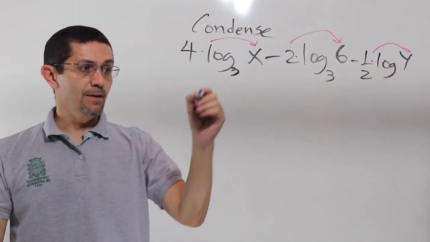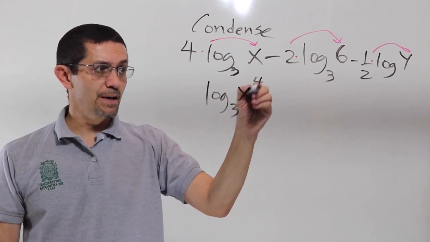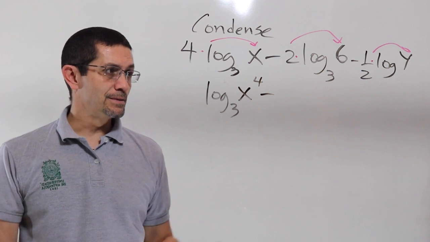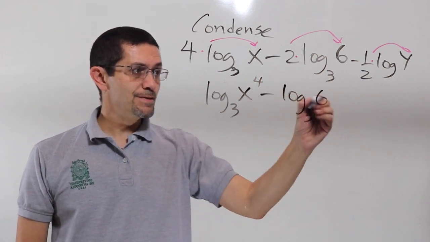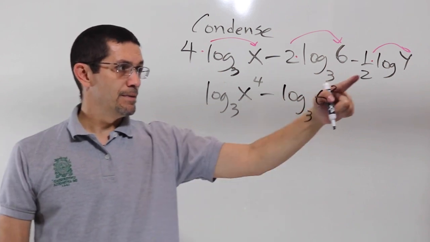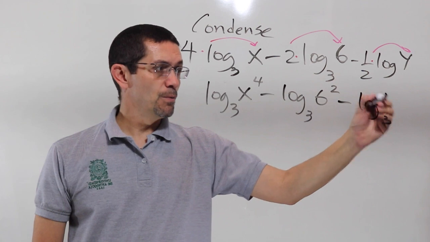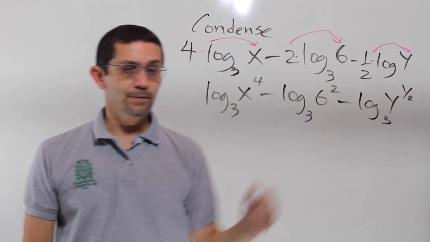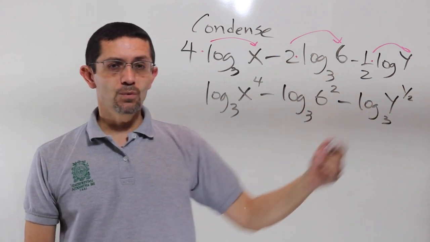Okay, so I have log on base 3. That forms an exponent, so it becomes x to the 4th power. Minus, that's an exponent, log on base 3 of 6 to the 2nd power. Minus log on base 3 of y to the 1/2. Okay? Now let's work out if there's anything that I can do with those exponents.